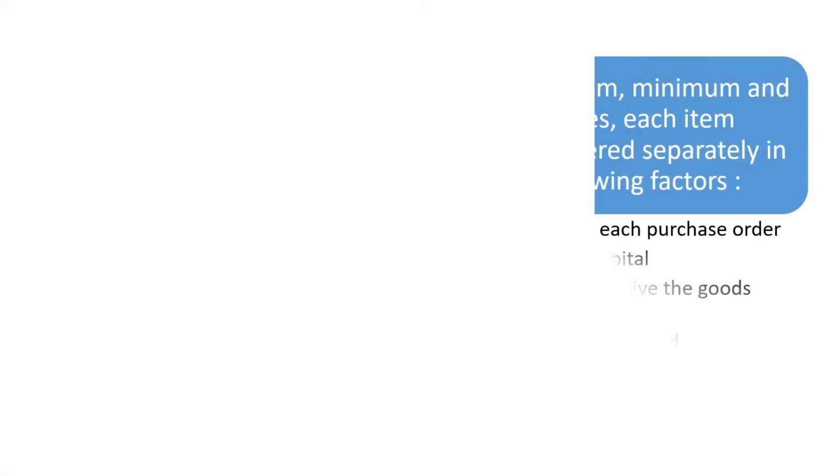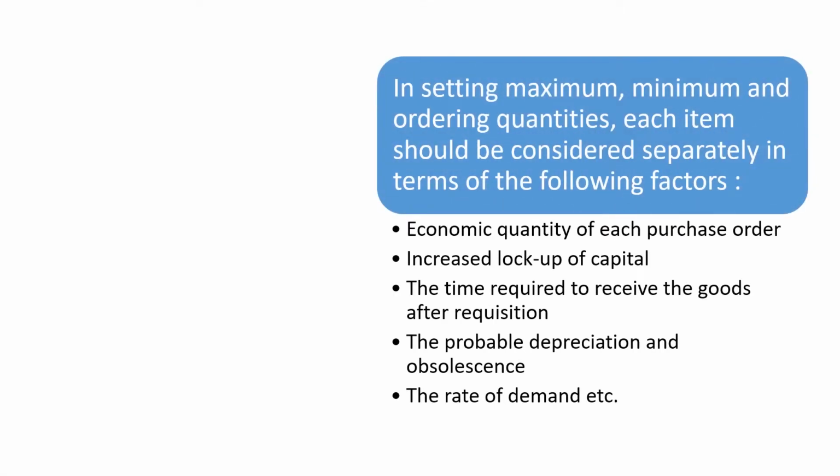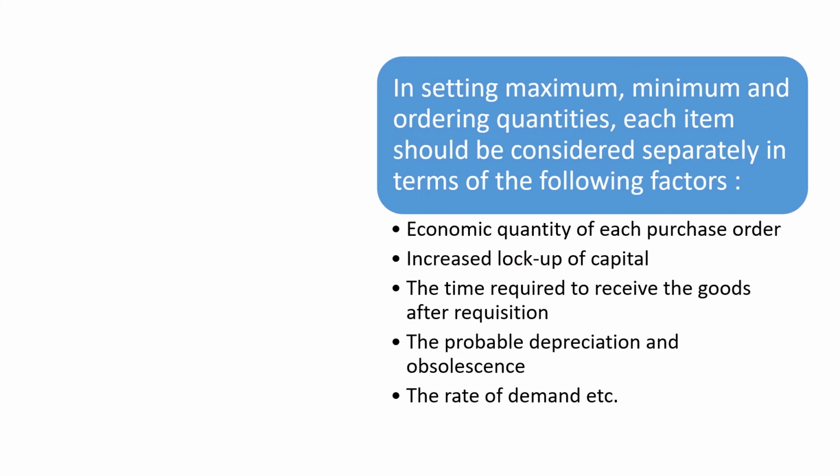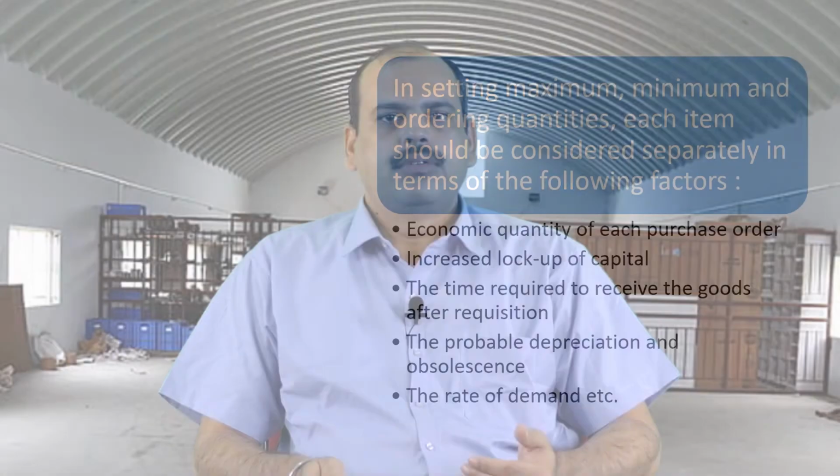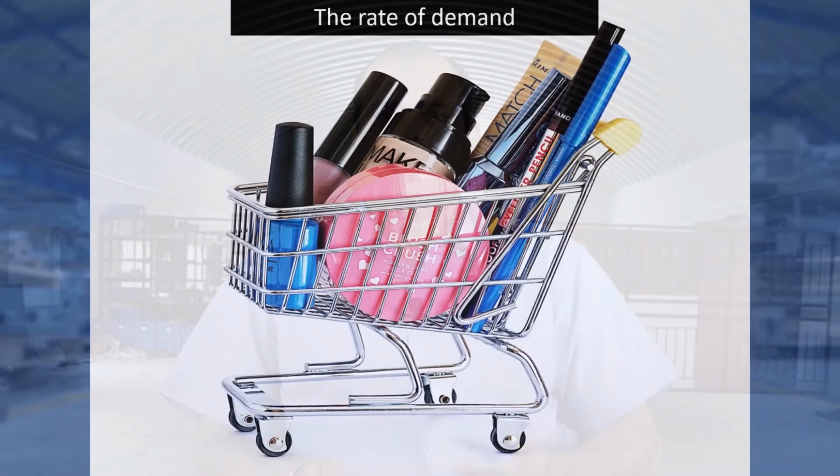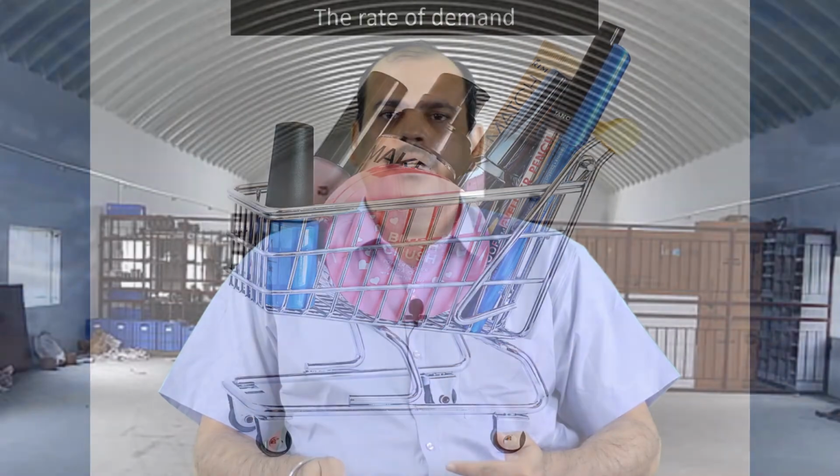So in setting maximum and minimum and ordering quantity, each item should be considered separately in terms of the following factors. One, what is the economic quantity of each purchase order? Two, what is the amount of money that is locked up as capital? Three, the time required to receive the goods after requisition, the probable depreciation and obsolescence. And the fourth is the rate of demand.